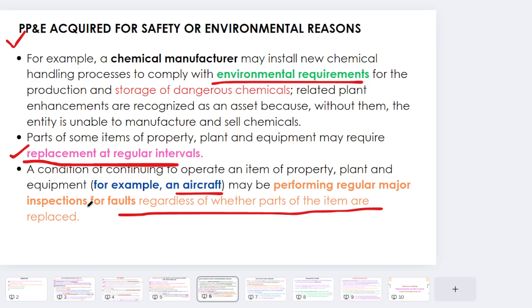And the other one is, for example, a condition of continuing to operate. Take the case of an aircraft: an aircraft may undergo regular major inspection for faults, regardless of whether parts of the item are replaced. Even after replacement, time and again those who are experts in this area, like an aeronautical engineer, would be inspecting the faults in the aircraft, right?